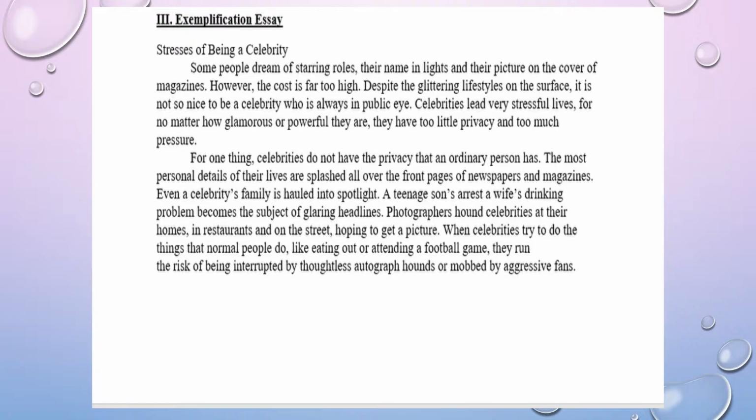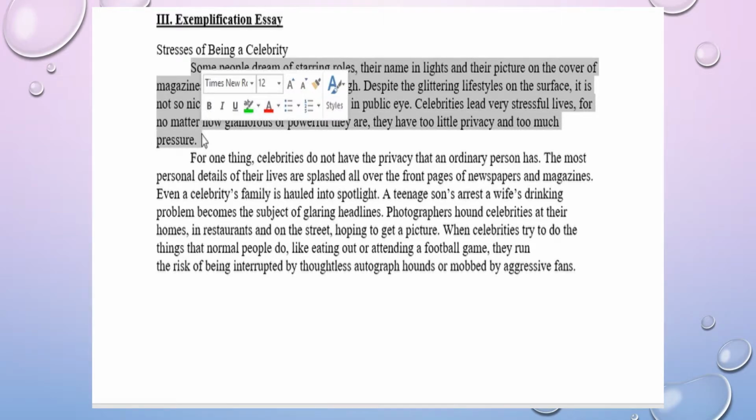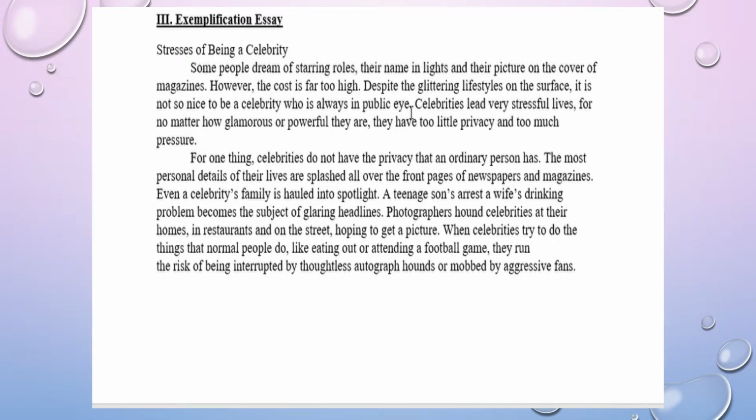Remember that your exemplification essay explains something. And so let's look at this essay, Stresses of Being a Celebrity. This is your introductory paragraph or your opening paragraph. Remember, traditionally, the last sentence of that paragraph would be your thesis statement.